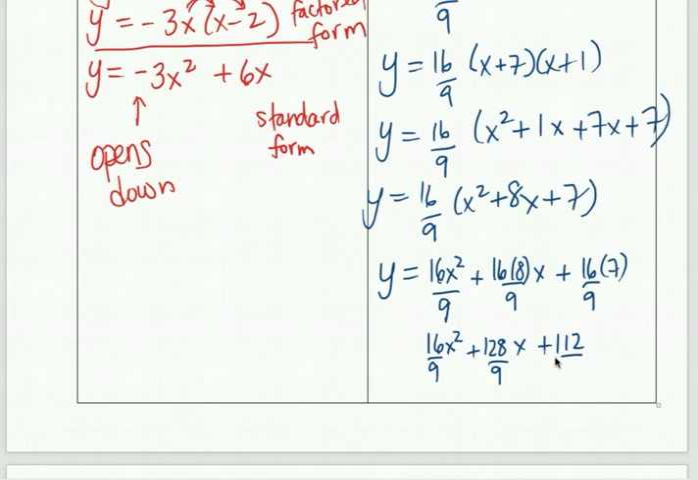And this one becomes 112 over 9. So yes, it looks like a very messy equation, but you have it in standard form, and that's what I need to see. I need to see that everything's been multiplied in, there's no brackets, and everything is reduced if possible. Or you know what, you can simplify it and just write it like this, I guess. This is acceptable as well.